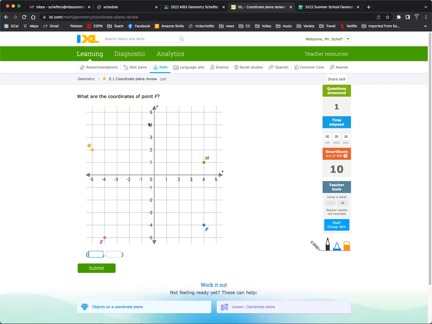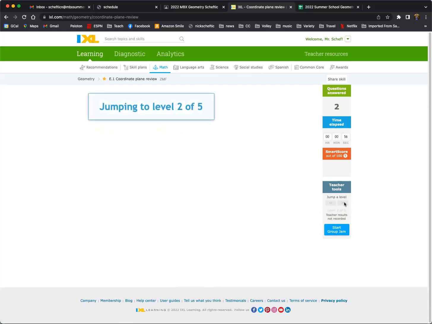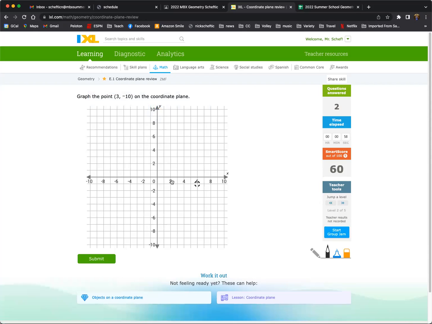Looking for F. For F, we're going to be going to the right 4, and then we're going down here, -4. So our point should be at 4, -4. Let's jump ahead. That's about all we're doing for this section.